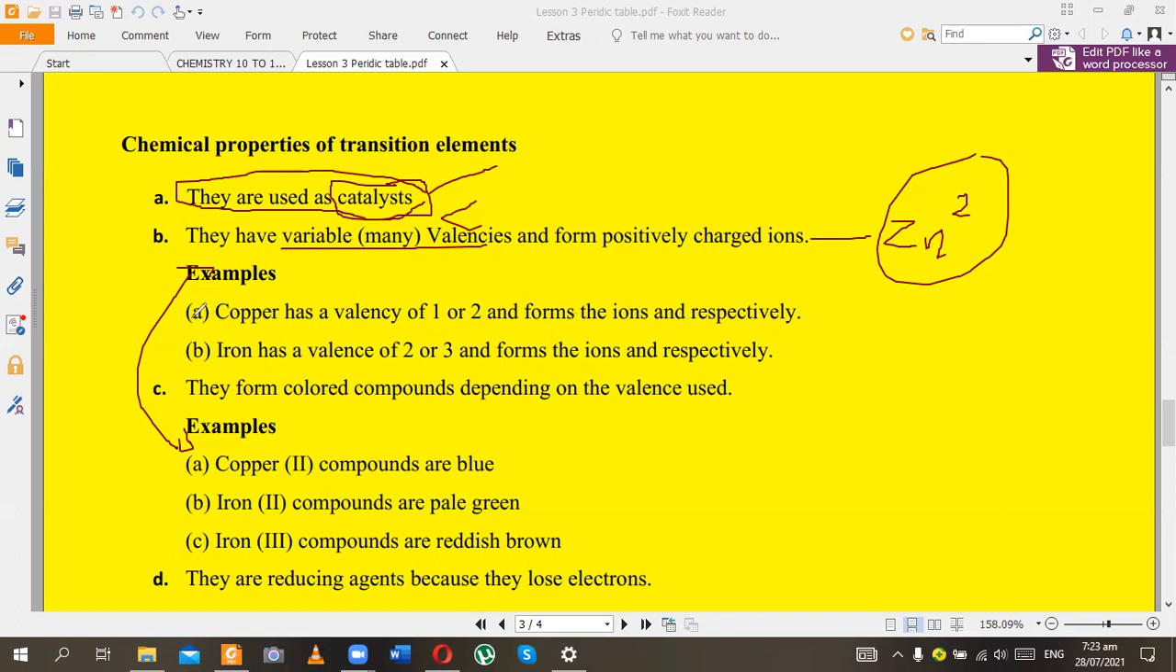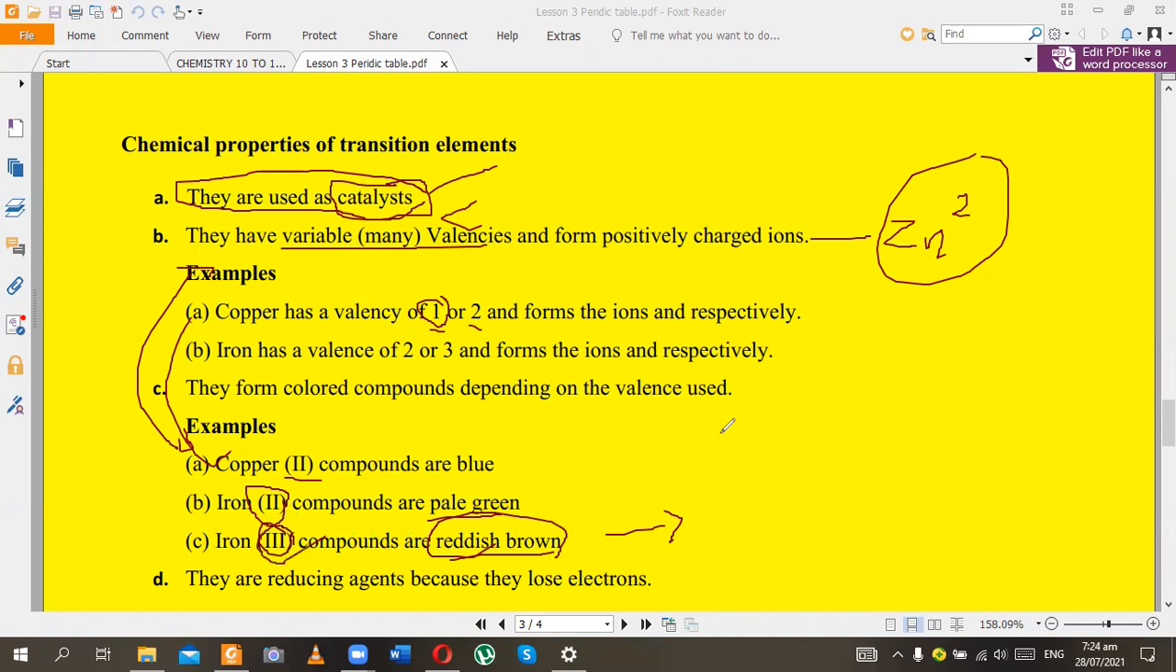So I'm going to combine the two. Copper here. Copper 2 is blue. Copper 1 is not blue, it has its own color. So copper has two valences, copper 1 and copper 2. What about iron? Iron 2 is pale green, then iron 3 is reddish brown. If you have a nail and pour water on it, or just leave it outside, when it comes in contact with water and oxygen, you find that it turns brown. So the brownish color you find around the nail is because of the oxidation of this iron.